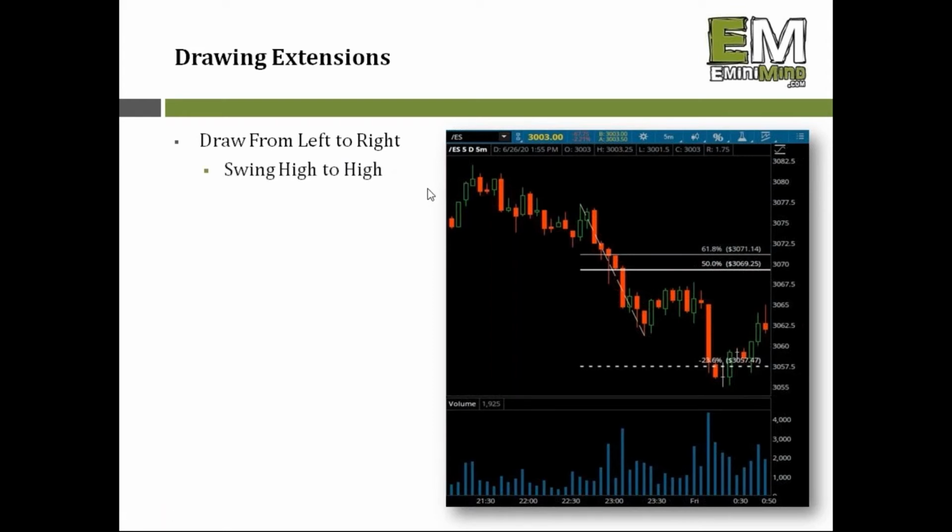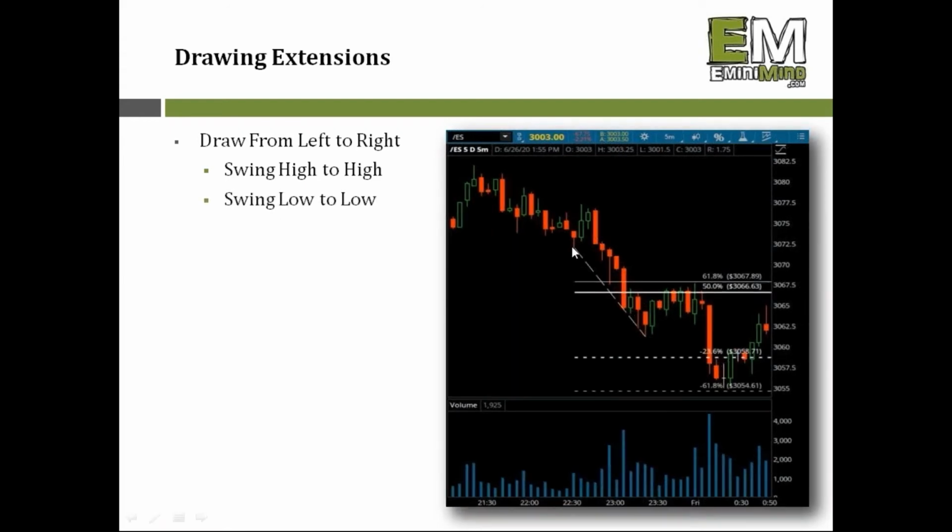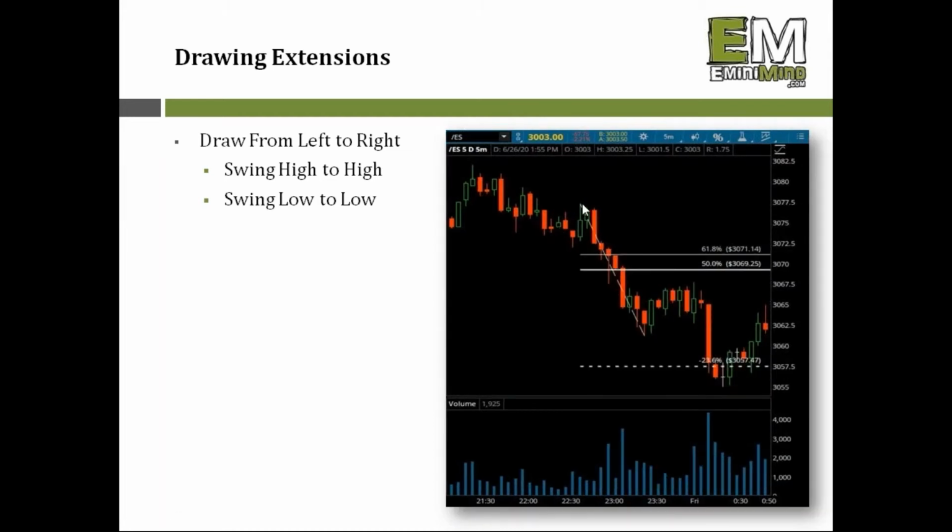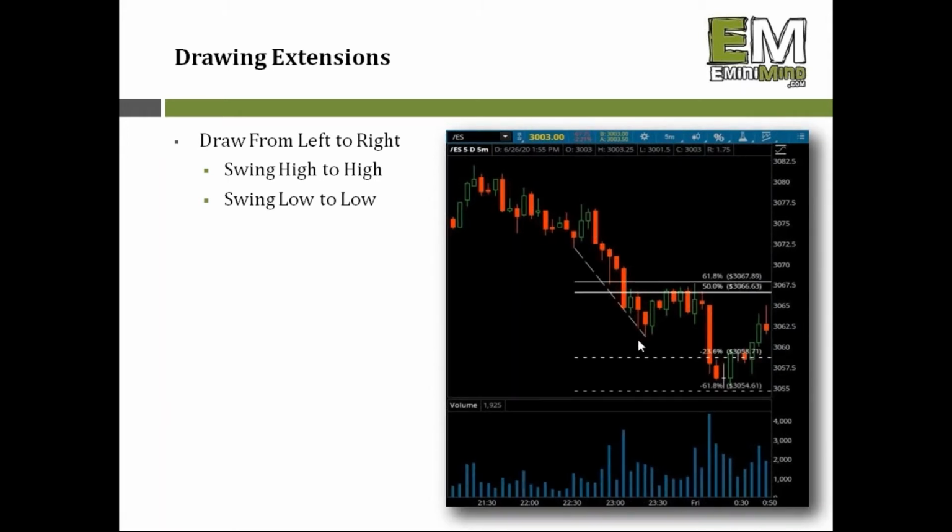And so what we're doing here, if you're long, you'd be drawing from a swing high to a swing high. Or if you're short, you'd be drawing from a swing low to a swing low. So that would essentially look like this, where you have a swing low drawn to a swing low. Again, always left to right, but instead of taking the swing high to low, we can draw from the swing low to low, and that lowers the 50%.